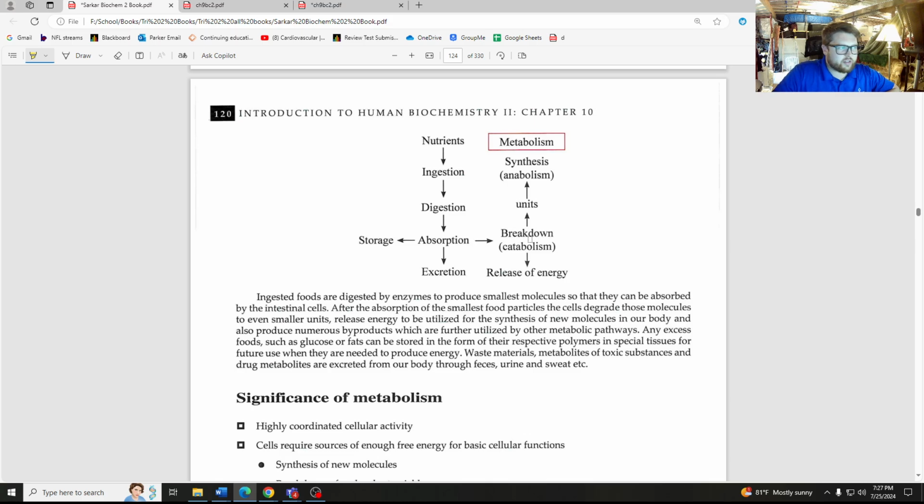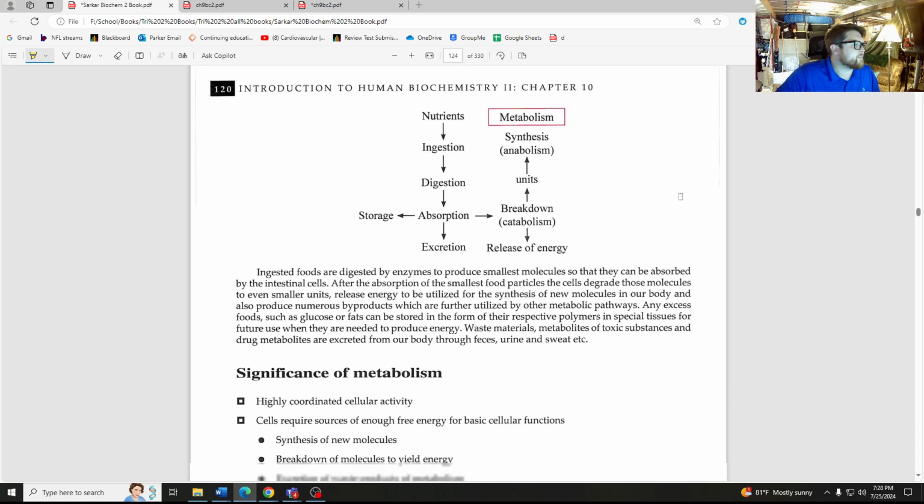When we absorb stuff, we can break it down for catabolism. We can either release the energy, or we can take those parts of it. After we break stuff down, we can take those parts and use them to synthesize, to make stuff. That's our general idea of metabolism.